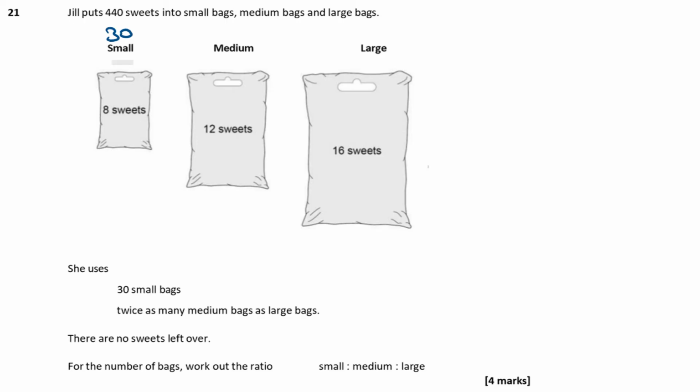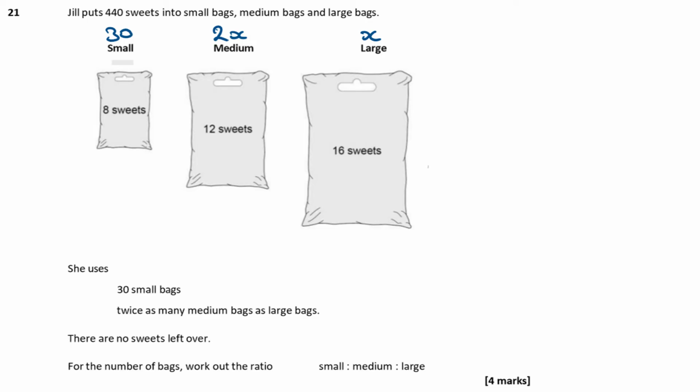So if I say that large bag is x, then the medium bags is going to be twice as many as the large bag, so that's going to be 2 lots of x. So I've got 30 bags and 2x bags and x bags. So how many bags is that altogether? Do I need to know that? No, that's not going to help me. Well, it might help me in a minute.